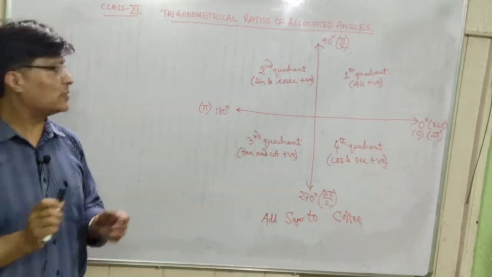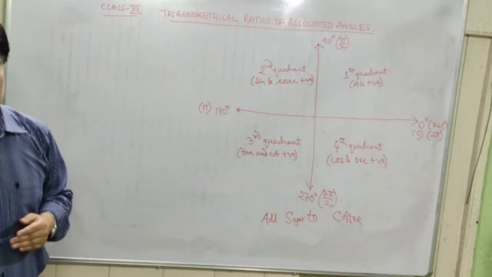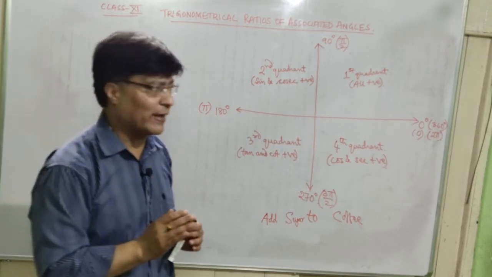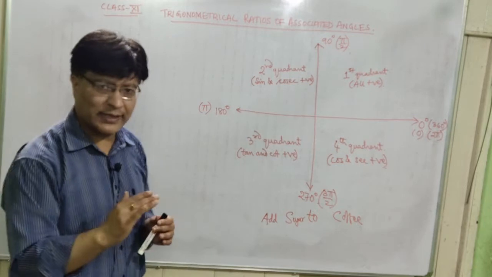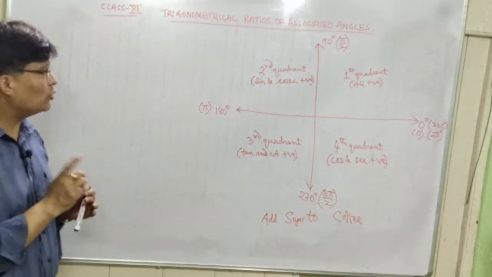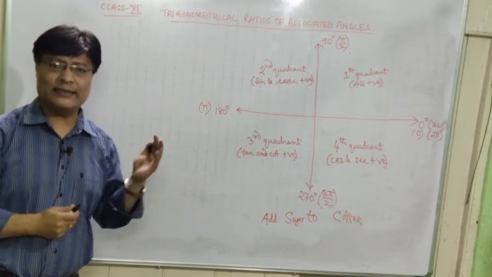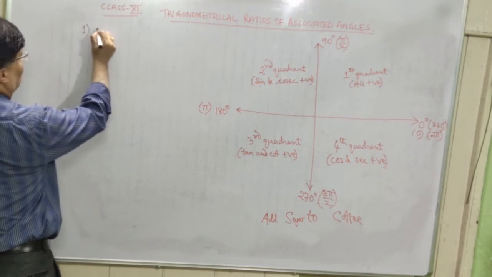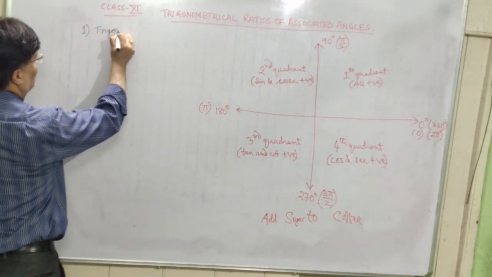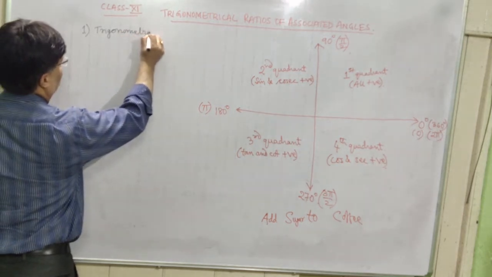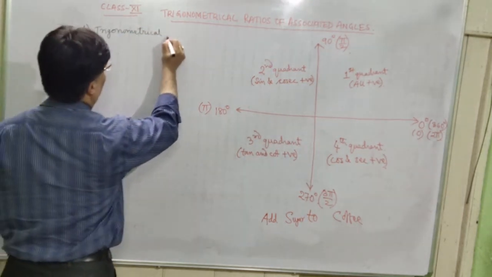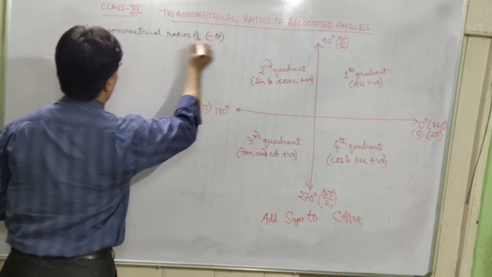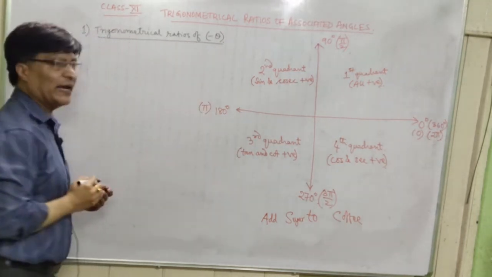So I already told you that in class 11 you have to do the trigonometric ratios of angles which are more than 90 degree. In class 10 you did the trigonometric ratios of angles which were less than 90 degree but greater than 0 degree. But in class 11 you have to do the trigonometric ratios of angles which are more than 90 degree. So number 1, let us write down the trigonometrical ratios of minus theta.